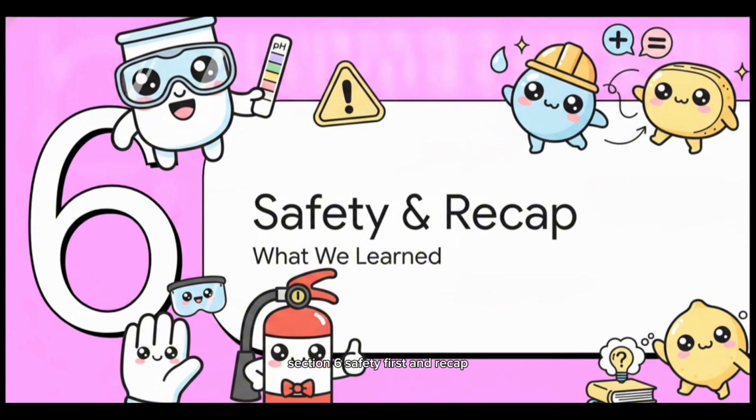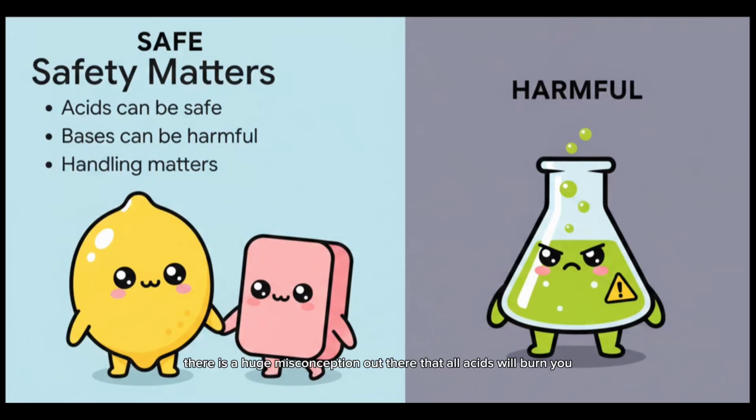Section 6. Safety first and recap. Now there is a huge misconception out there that all acids will burn you and that alkalis, because they're in things like soap, are always perfectly safe. That is absolutely false. You can safely squeeze lemon juice onto your food because it's a weak acid in a very low concentration, but strong laboratory acids can be highly corrosive. Similarly, while hand soap is a safe, weak alkali, strong industrial bases can cause severe chemical burns. Ultimately, safety is dictated by concentration, the chemical's inherent strength, and your safe handling practices. Never ever underestimate the chemicals you're working with.